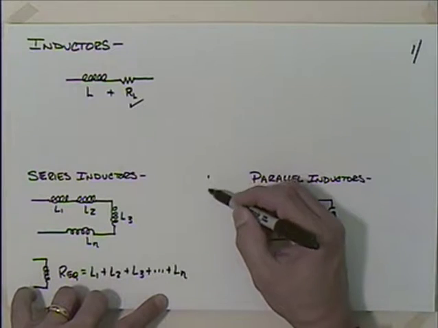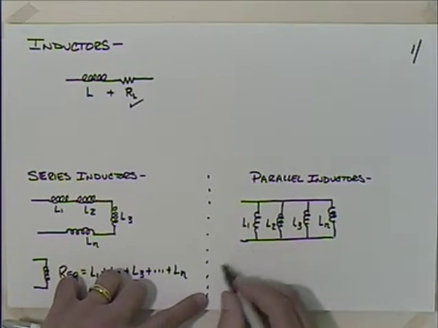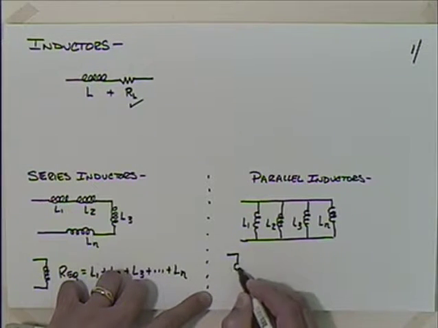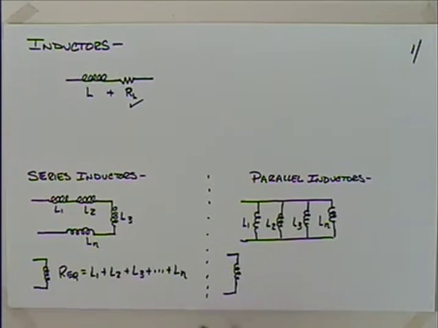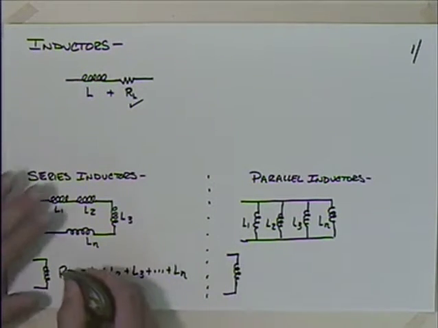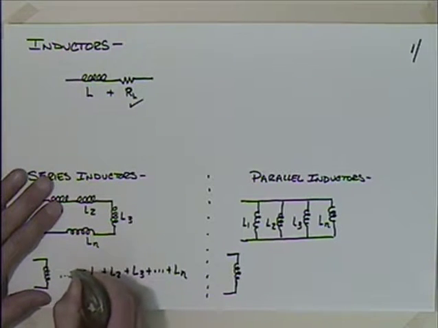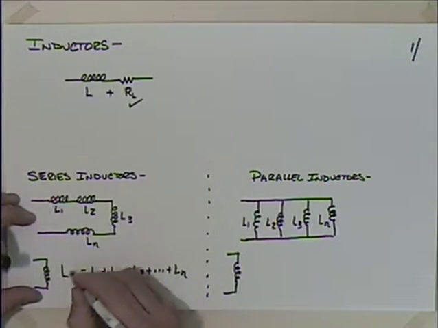And then in parallel, and again, your author goes through the derivation of this in the reading. You can look at it if you want to, but we could reduce this parallel combination to one single inductor. I think I said resistor before. I better go back and correct that. Sorry about that. Didn't start out the lecture well. So we would have an equivalent inductance.